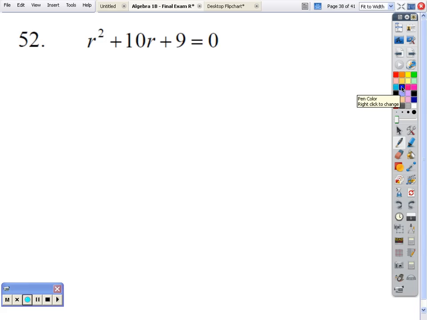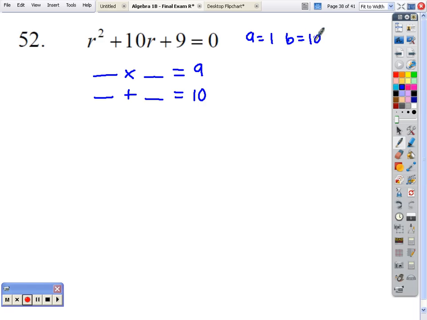52, we have r squared plus 10r plus 9 equals 0. The first thing I'm going to try is to factor it using the ABC method. It's going to work in this process, but in some later problems it's not going to work, and we're going to have to use what's called the quadratic formula. Just to remind you, a is equal to 1, b is equal to 10, and c is equal to 9. So what times what equals a times c, which gives me 9, and what plus what equals b, which is 10? Well, 9 times 1 is 9, and 9 plus 1 is 10, so that works there.